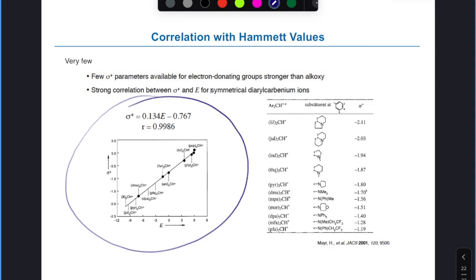So the different reactivity parameterization scales do have correlations because at the end of the day, these are all rate versus rate or equilibrium versus equilibrium. They're based on the same common underlying physical chemistry. So there are ways of taking different data from different systems and pulling them together.